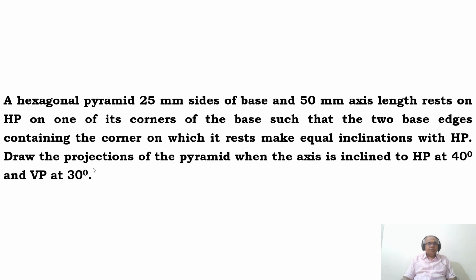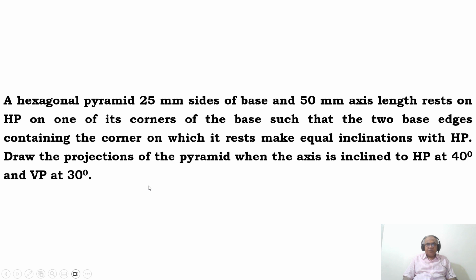Now, in this video, we are going to take a problem on projections of solids, how to analyze this problem and solve it manually. A hexagonal pyramid, 25 mm sides of base and 50 mm axis length, rests on HP on one of its corners of the base, such that the two base edges containing the corner on which it rests make equal inclinations with HP. Draw the projections of the pyramid when the axis is inclined to HP at 40 degrees and VP at 30 degrees. So this is the problem.